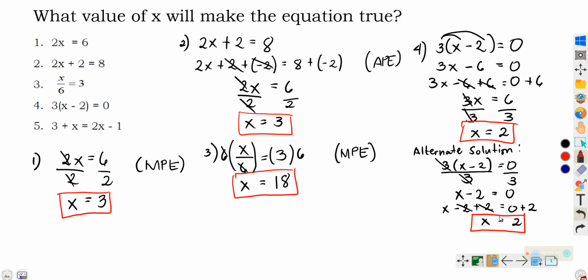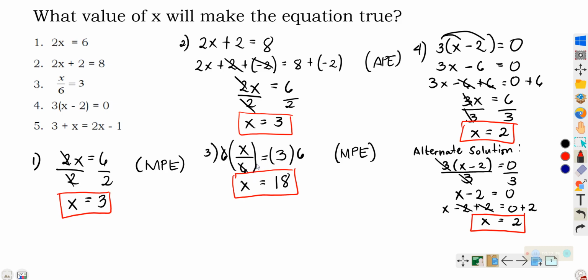Ngayon, kung nag-aalangan kayo, dun kayo sa unang solution lagi. Okay? Kung nag-aalangan po, this is the safest solution. Ito actually is shortcut. Kapag na-satisfy niya yung condition na sinabi ko kanina. Okay? So, ang pinaka-safe po is itong nasa taas. Okay, number 5 na tayo.